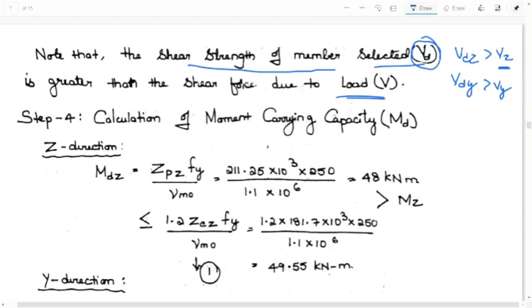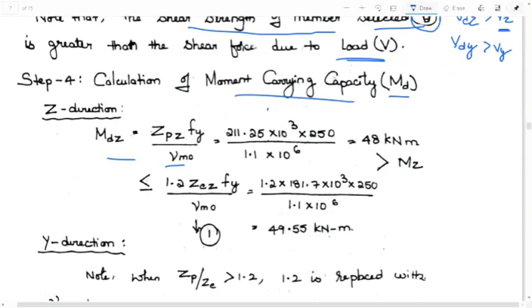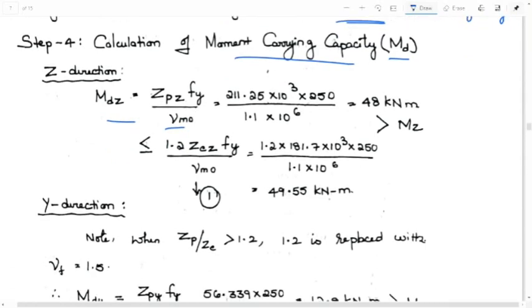And now calculate the moment carrying capacity MD. So these are the expressions. Of course, these expressions look similar, right? The only thing that varies is, since this is a biaxial case, you have to always find out about Z and about Y, okay, all the time. So MDY and MDZ. So put those values here. You get 48 kilonewton meter as the moment carrying capacity of the member.